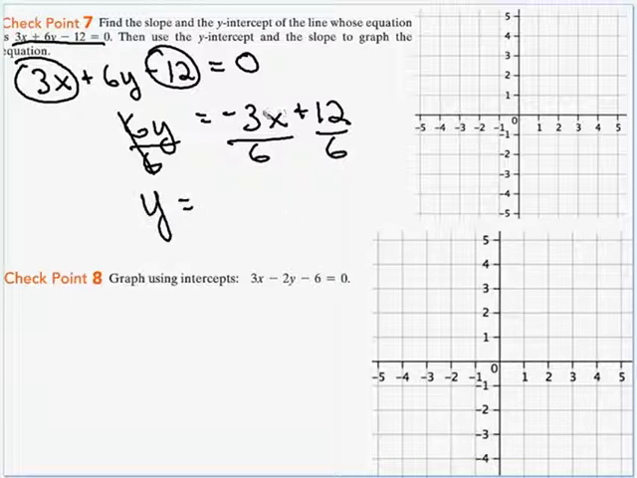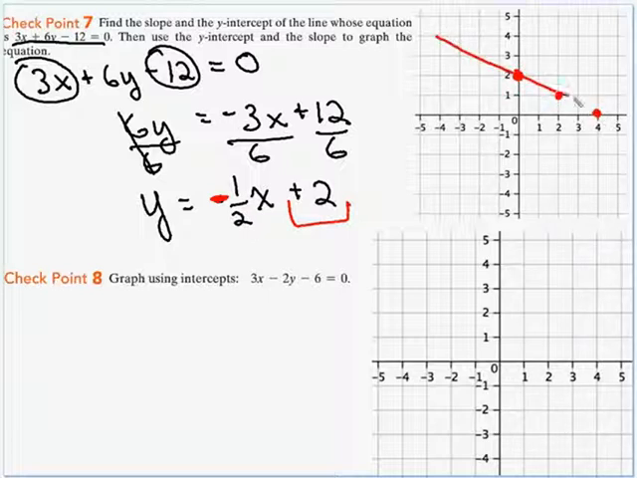So we have y equals negative 3 over 6, which reduces to negative a half x. 12 divided by 6 is 2. So our y-intercept is 2. Put a dot there. Slope is negative 1 over 2, so we go down 1, run 2, down 1, run 2. Connect the dots. Negative slope, line's going downhill.